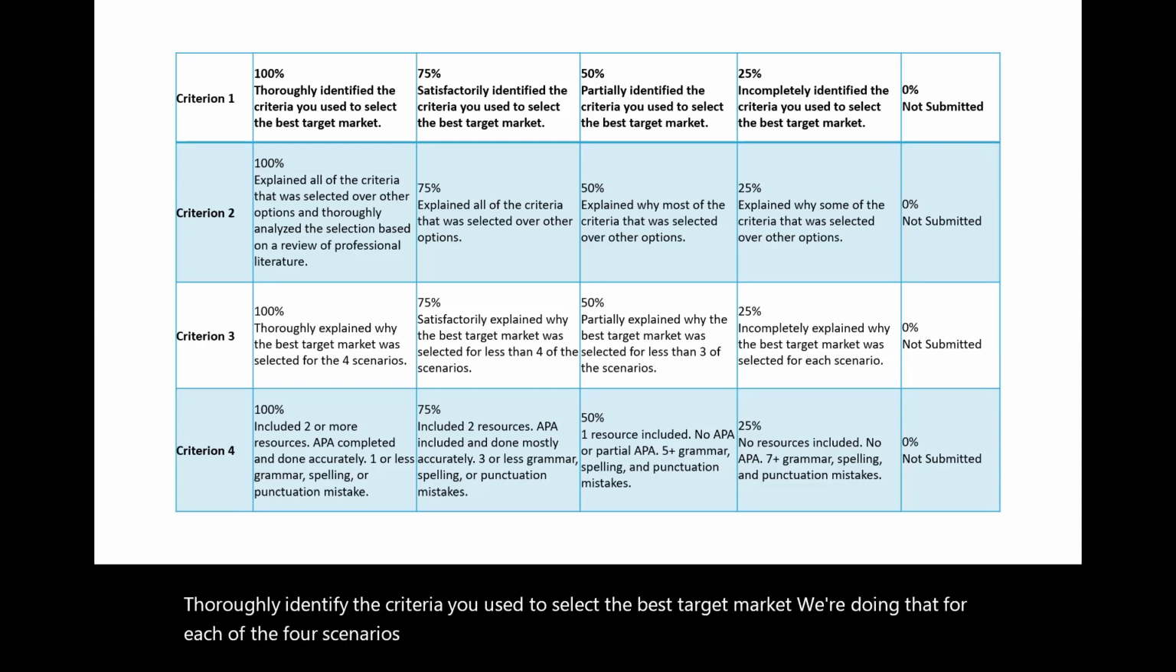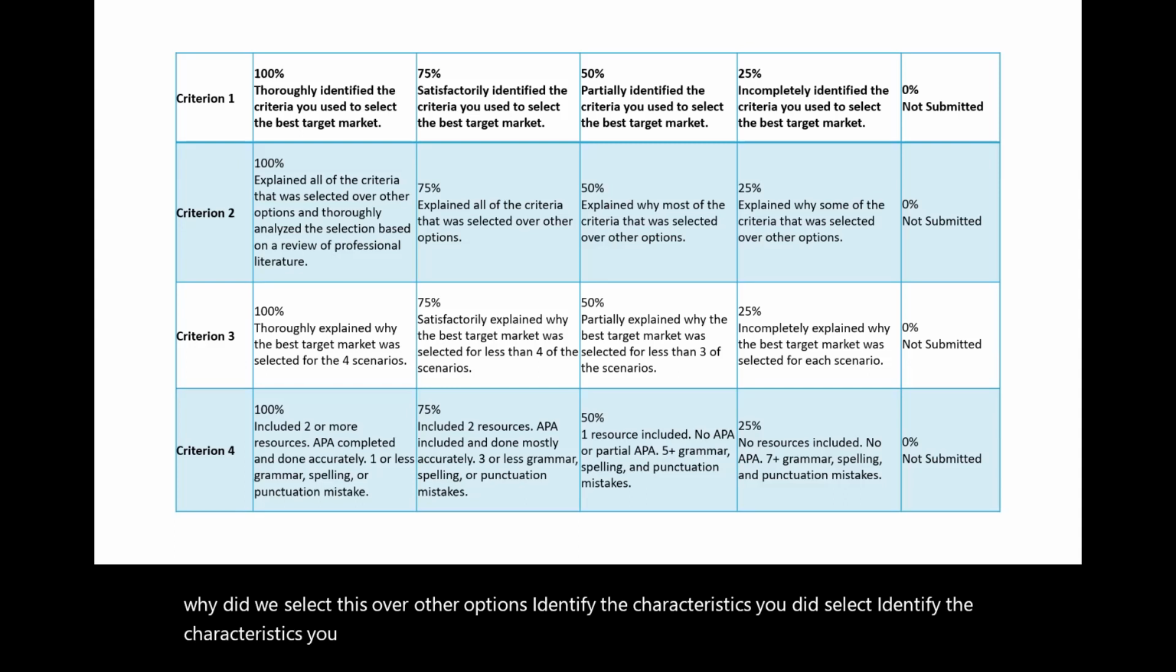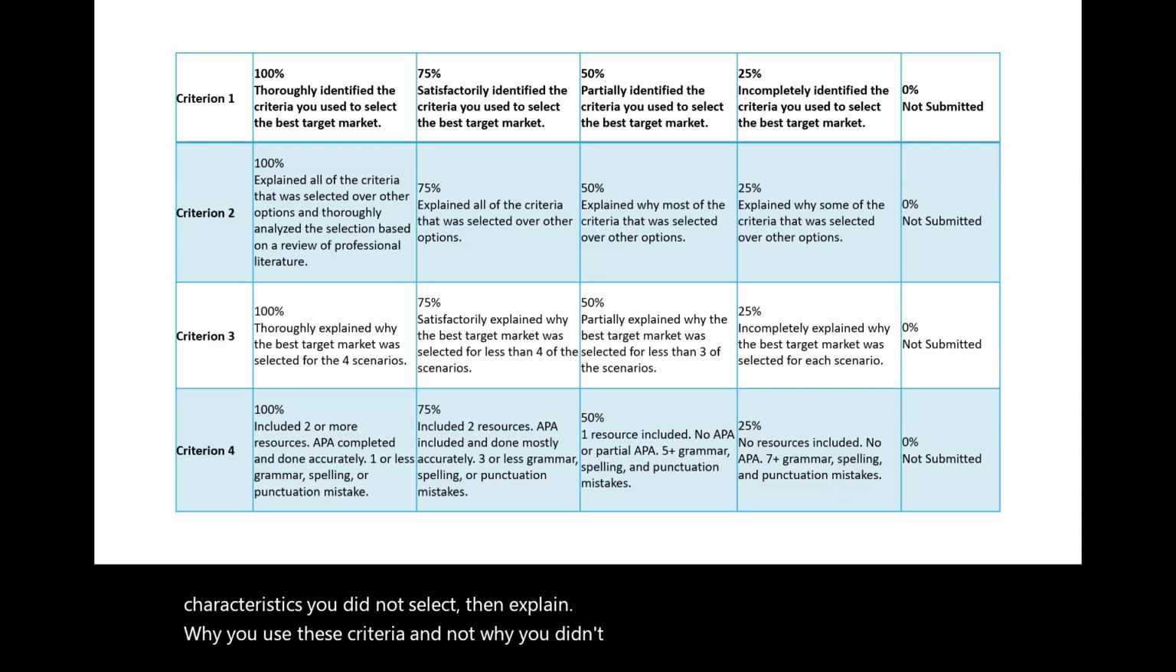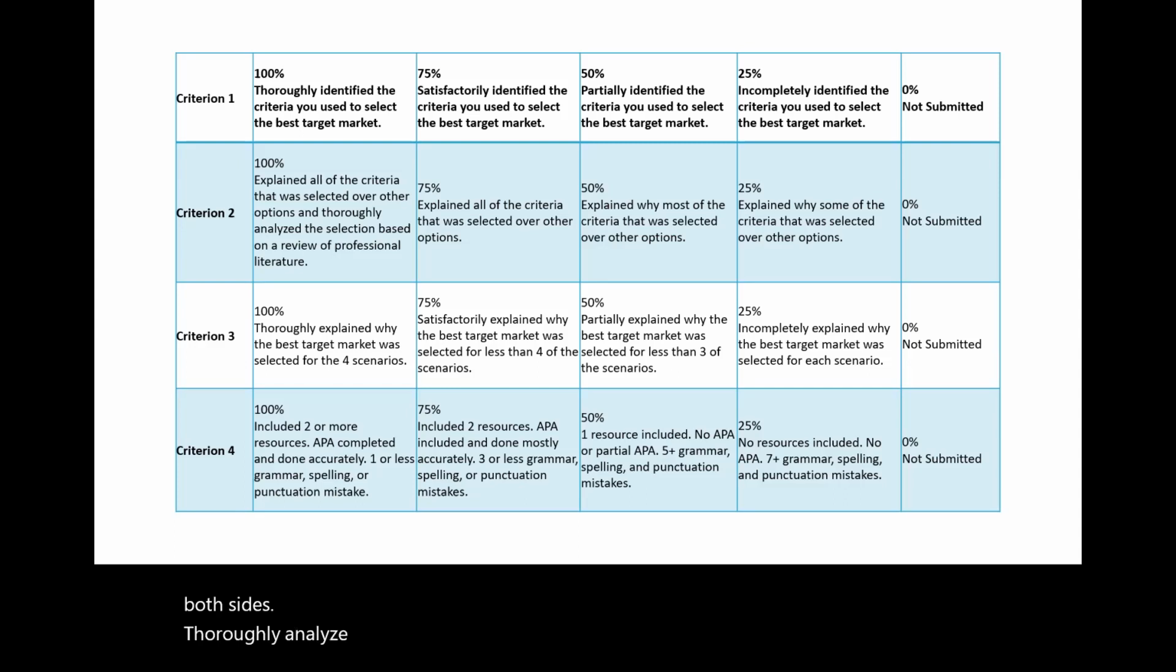Number 2, explained all the criteria that was selected over other options. So why did we select this over other options? Identify the characteristics you did select, identify the characteristics you did not select, then explain why you use these criteria and why you didn't select the other criteria. You have to have both sides. Thoroughly analyzed the selection based on a review of professional literature.